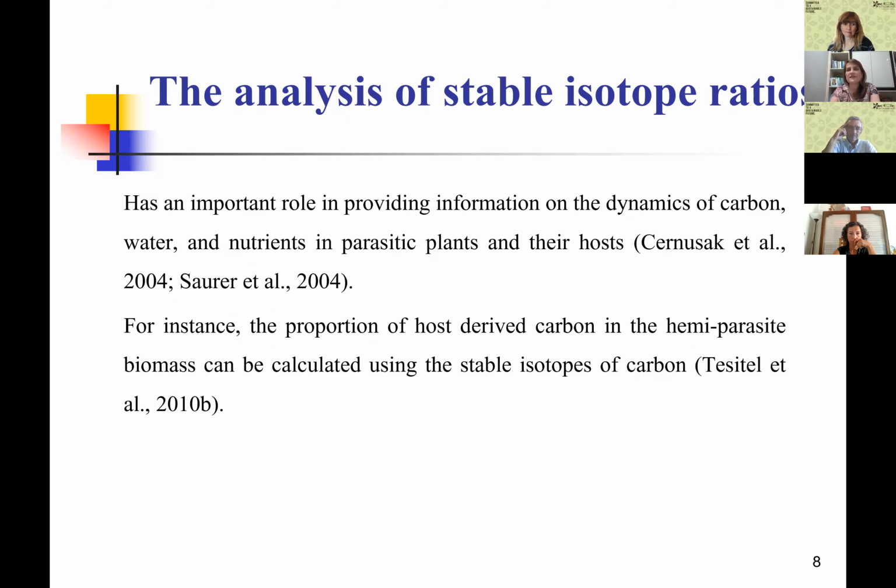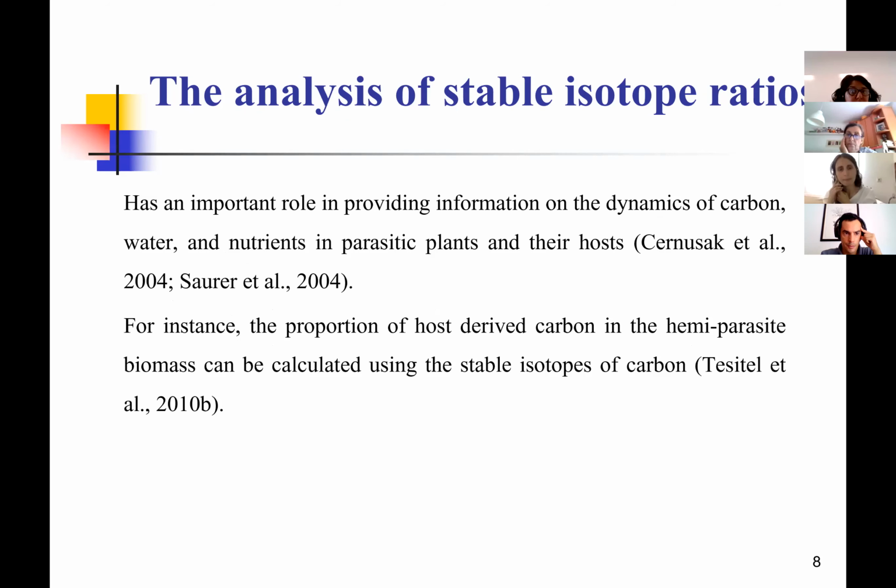The analysis of stable isotope ratios has an important role in providing information on the dynamics of carbon, water, and nutrients in parasitic plants and their hosts. For instance, the proportion of host-derived carbon in the hemi-parasite biomass can be calculated using the stable isotope of carbon.